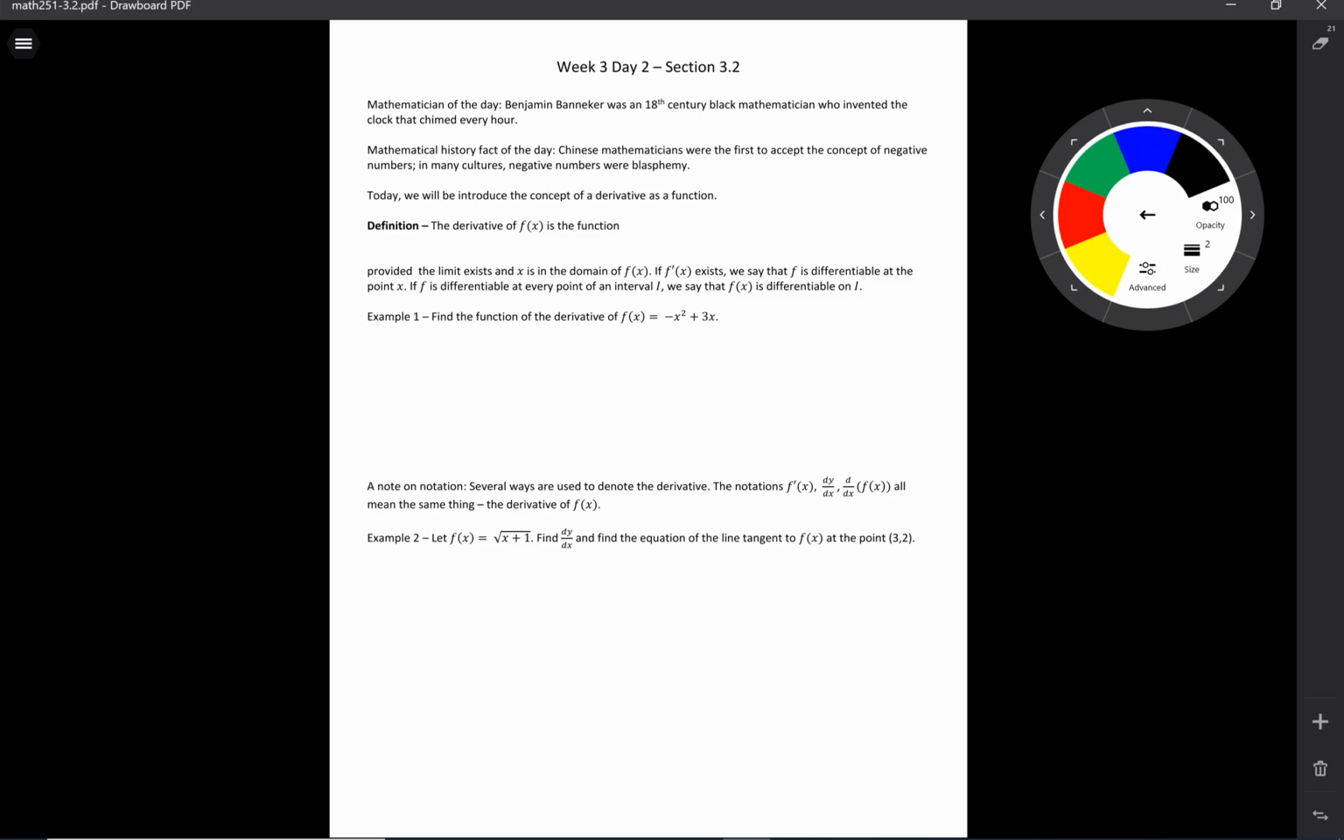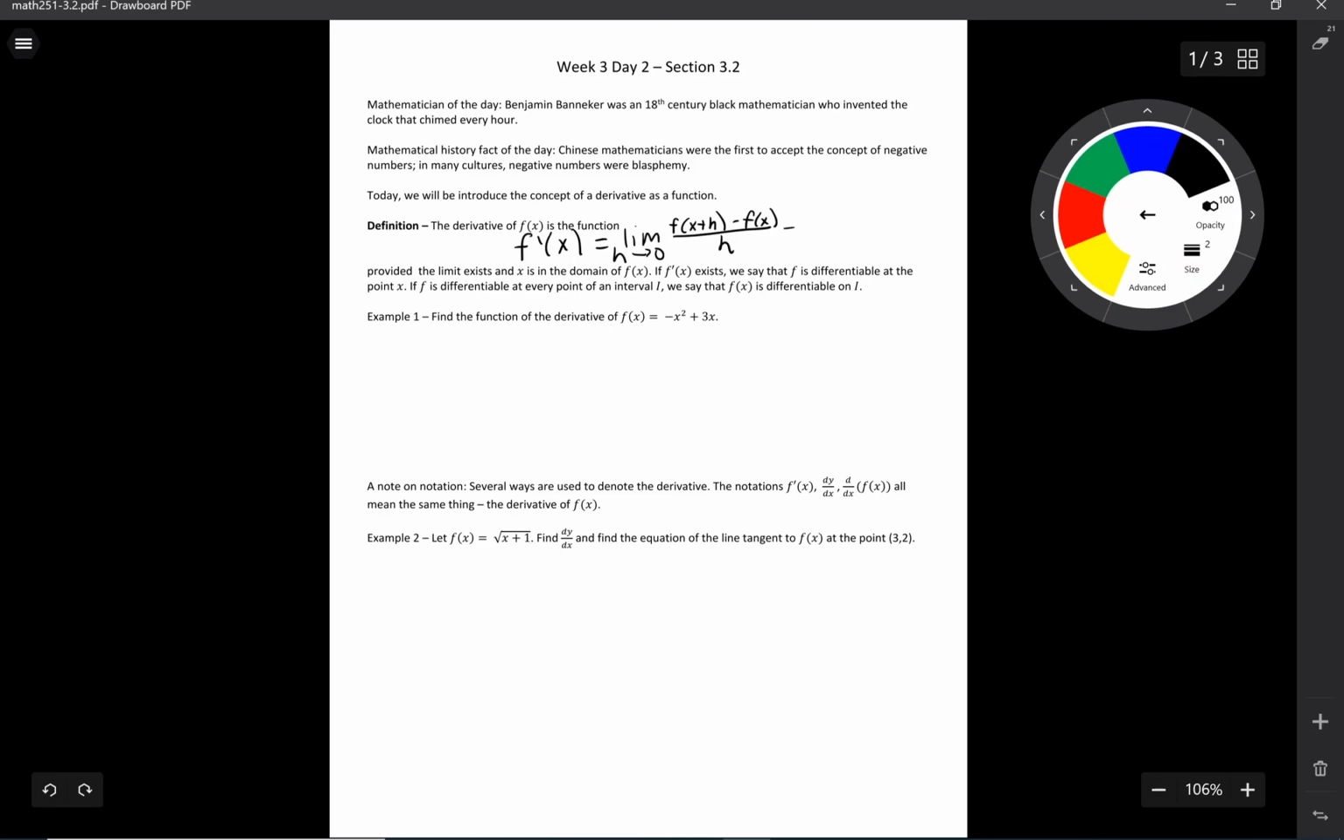All right, today we will introduce the concept of a derivative as a function. So last time we introduced the concept of a derivative in terms of the tangent line at a certain point of a function. Today we are going to talk about how a derivative can be a function instead of just a slope. So the derivative of f of x is the function f prime of x equals the limit as h goes to 0 of f of x plus h minus f of x over h.